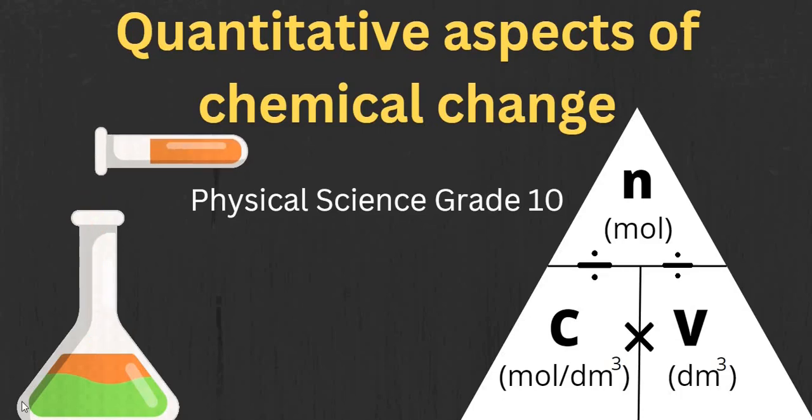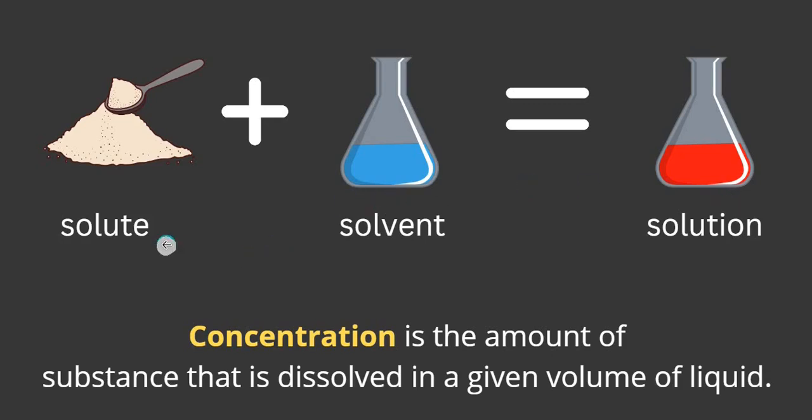Right. So we are still continuing our discussion on quantitative aspects of chemical change. This is a topic that you need to be familiar with if you're doing physical sciences at grade 10 level. And in this video, we are mainly going to focus on concentration. We're going to define what is concentration, and you'll see how to go about solving problems involving concentration. So let us begin. So what do we mean when we talk about concentration?